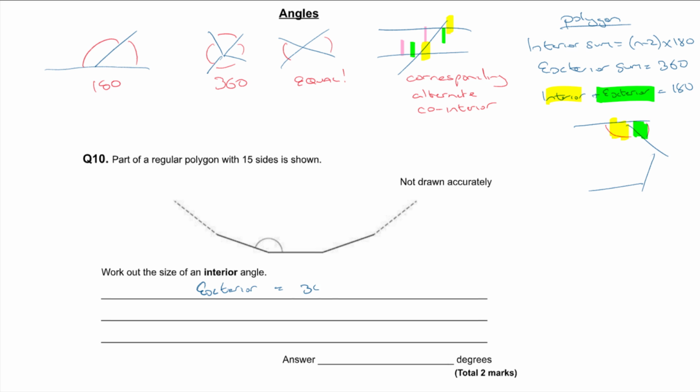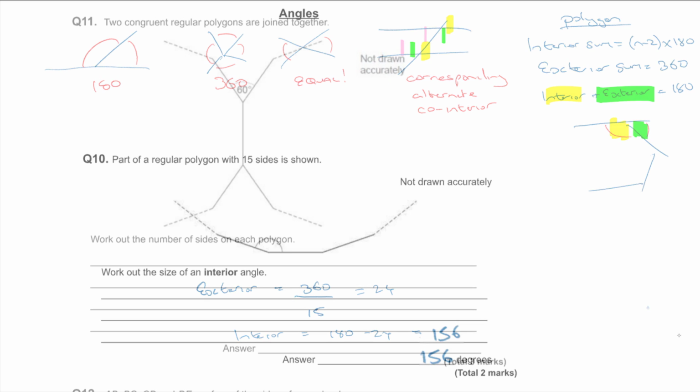Exterior equals 360 divided by the number of sides, which is 15. 360 divided by 15, that's 24. And so the interior is going to be 180 minus 24, because they sum to 180 degrees. And that equals 156, doesn't it? So that's 156 degrees.